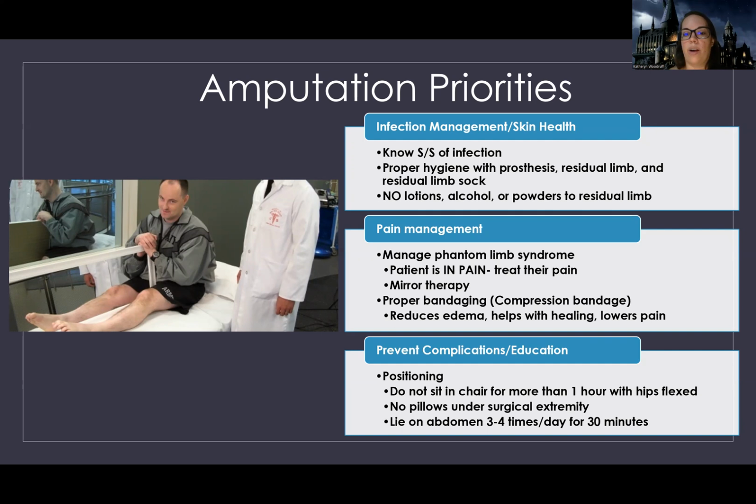We also are going to have a priority of pain. So pain is super common in patients after amputations. They have what's called phantom limb syndrome very commonly. And this is where they're hurting in the part of their limb that's gone. So, for example, let's say that they had an above the knee amputation. They may say, my lower leg's hurting, even though they don't have a lower leg anymore.